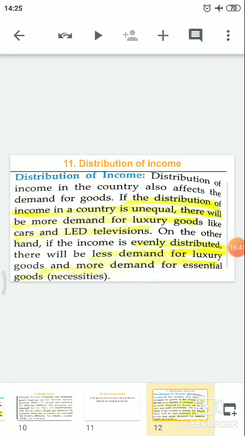Next topic that we would take up in the next video will be demand function and the law of demand.